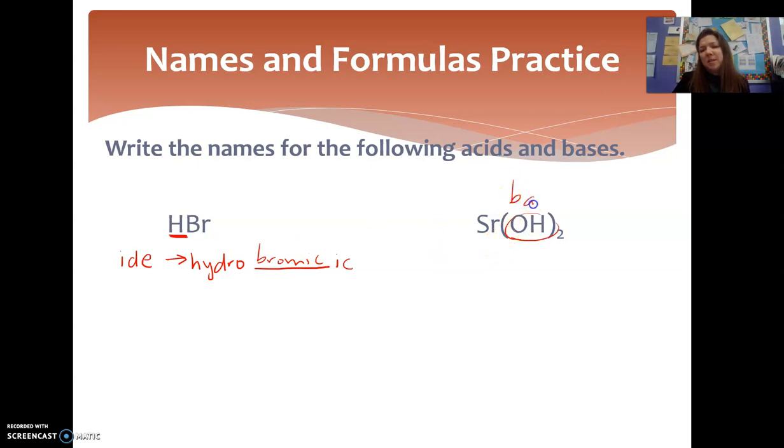Next up, I've got OH, easy peasy. I know it's a base. Sr, I believe, is strontium, so strontium hydroxide. Okay, I'm just going to abbreviate this because I don't want to run out of time. Strontium hydroxide. Okay, easy peasy. We're doing the namings, but now we're going to go and do the opposite. I'm going to give you the name, and you're going to give me the formula.